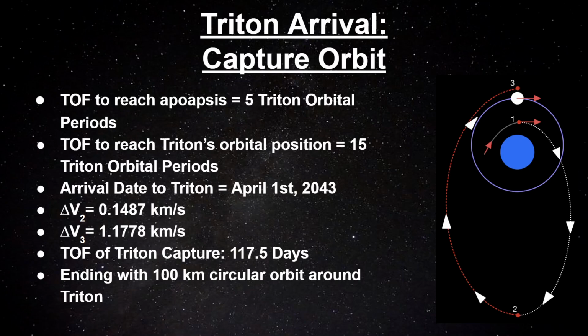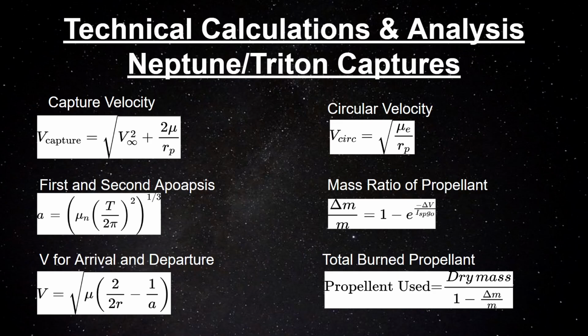The cost of this section of the capture phase will be 2 delta V's, delta V2 of 0.1487 kilometers per second and delta V3 of 1.1778 kilometers per second. This capture time of flight will be a total of 117.5 days and will end with a 100-kilometer circular orbit around Triton. And these are the equations we use for the calculations of the capture orbits and rendezvous.